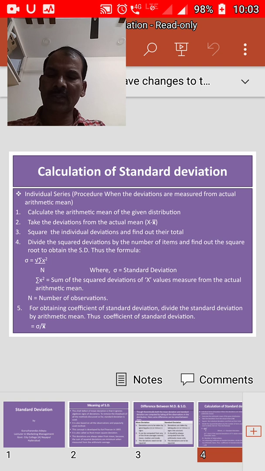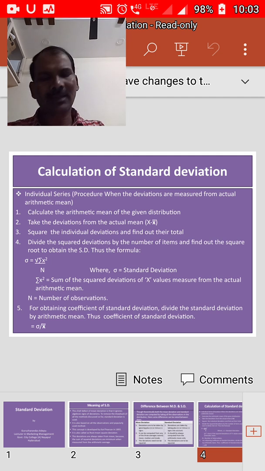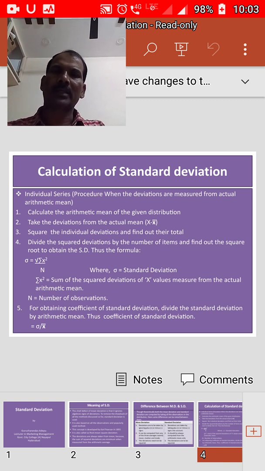And the fifth step is for obtaining the coefficient of standard deviation: divide the standard deviation by the arithmetic mean, that is x bar. Thus the coefficient of standard deviation is equal to small sigma by x bar.